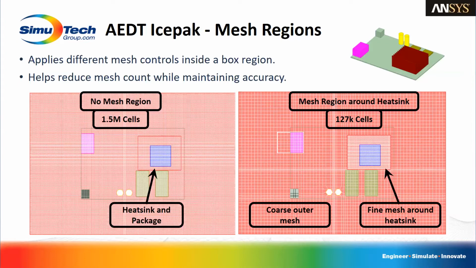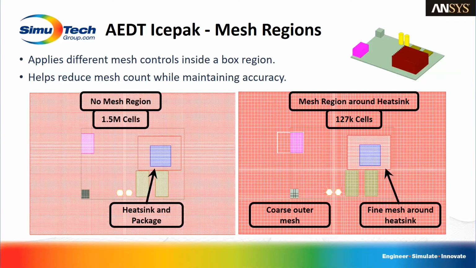So on the left-hand side, no mesh region, just a global mesh applied to everything. It's a board with a few components in an air region around it. You can see there's a heatsink in the package. Just because of the nature of the scale of some of the package items, the overall global mesh, in order to fully capture all this detail, has a lot of mesh bleeding occurring. It's basically uniform, but it's kind of overkill. 1.5 million cells when we don't need that kind of fidelity in the entire region.